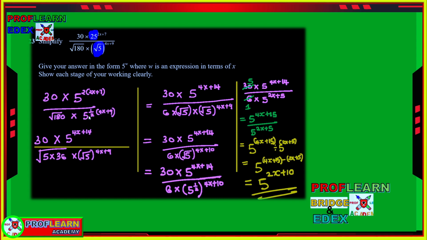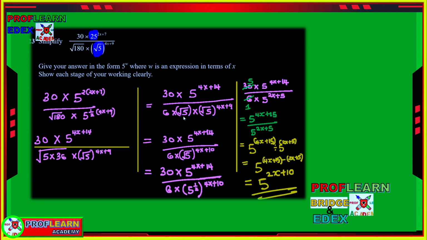We also have root 5, which can be written as 5 raised to power a half, and that power can be distributed here. So our expression reduces to 30 times 5 raised to power 4x plus 14. And this 180 can be written as 5 times 36. So we can find the square root of 36, but we cannot find the square root of 5. Our expression reduces to this.